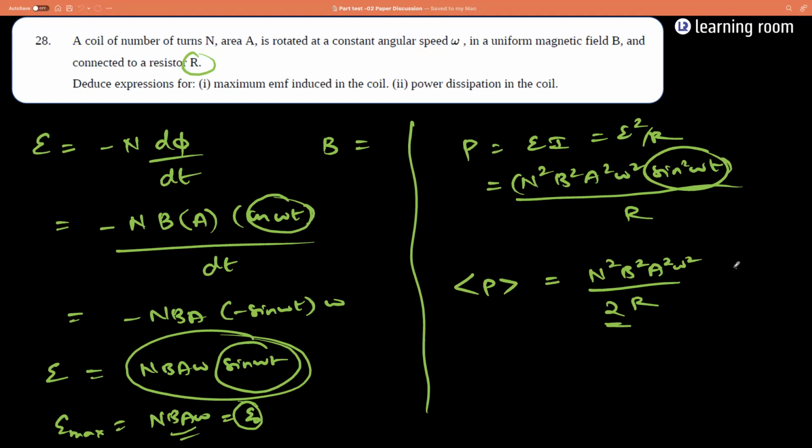Okay, so this point, if you don't know, please make a note of it. See, generally, since they ask power dissipation, if you leave it with the instantaneous value also, you're supposed to get marks. Because omega is given in the question, so nothing wrong. You can use it. But for maximum induced EMF, you should not have sine.